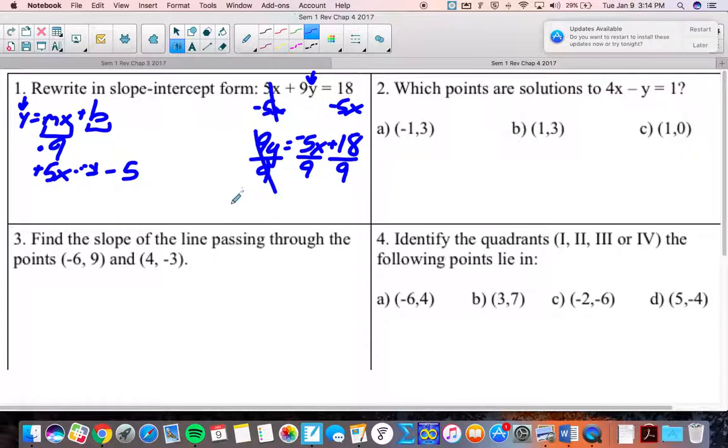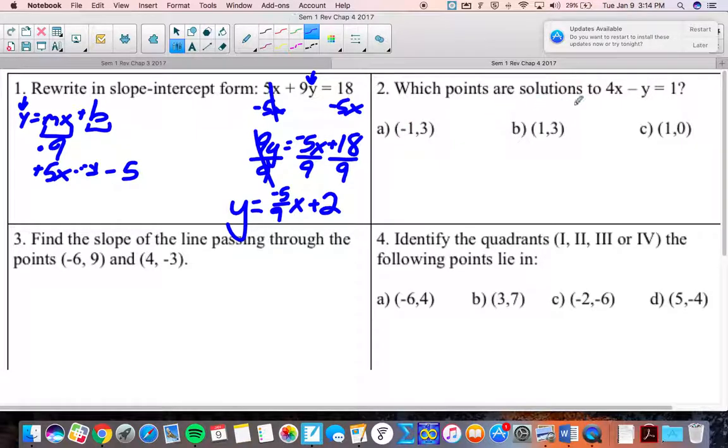So my final equation is y equals, hooray, it's going to be in slope-intercept form, negative 5 divided by 9 times x. So I slid the x off to the side. I could put it back up on top with a negative 5. Both are correct and true. Plus 18 divided by 9 is 2. Bada bing, bada boom. Example number 2.